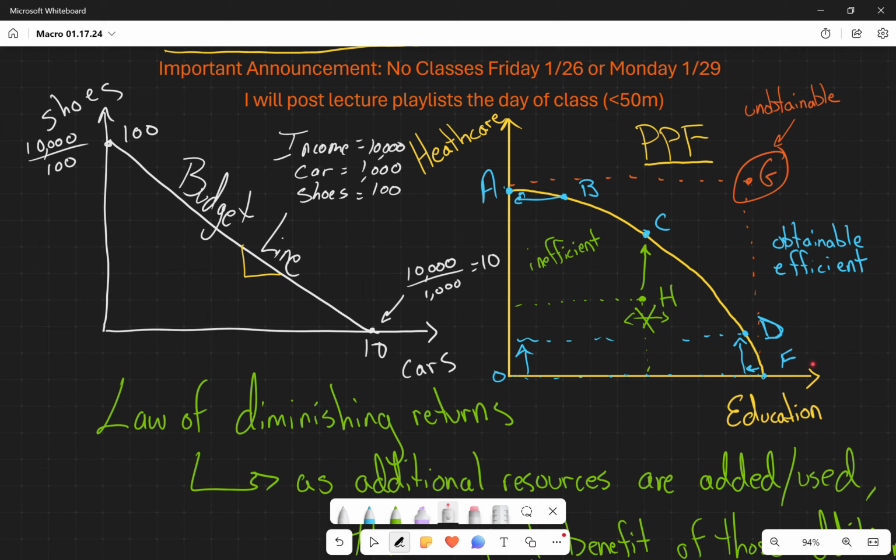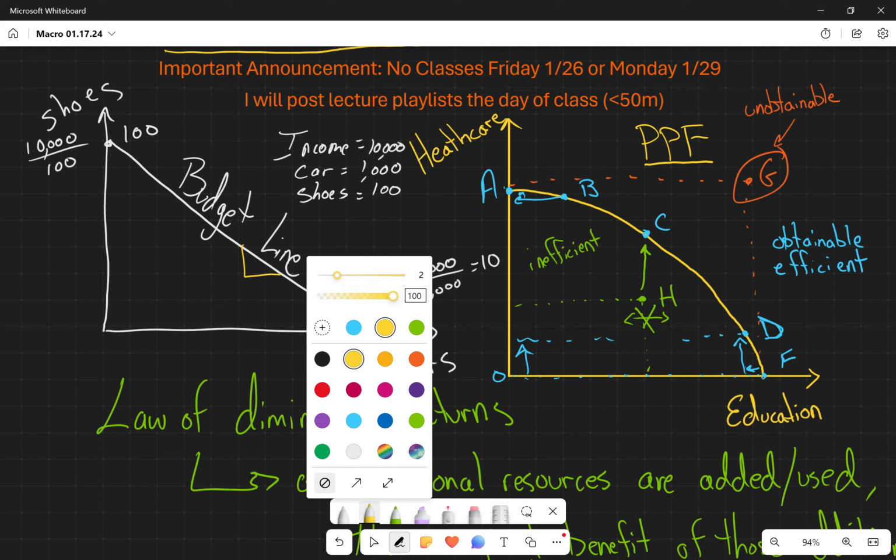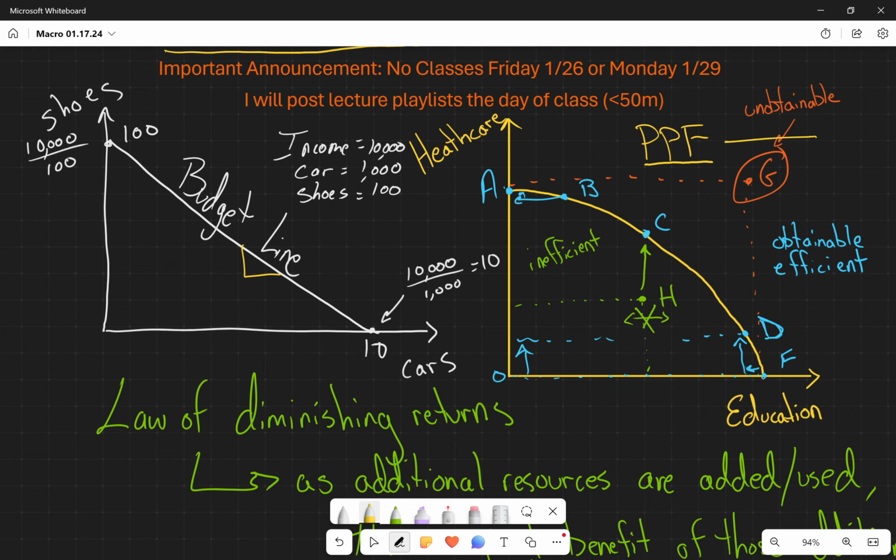The other thing you might want to know is that these are often called production possibility curves. So you're going to see PPC. It's exactly the same thing, no difference. So don't get confused by thinking that they're two different things. They are exactly the same thing.